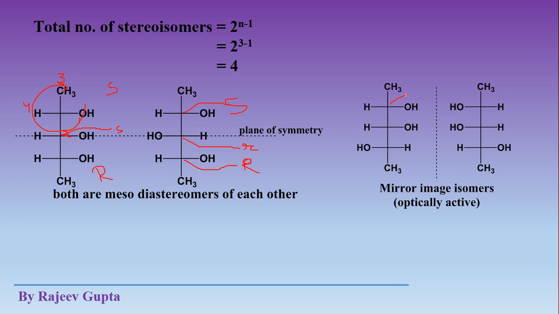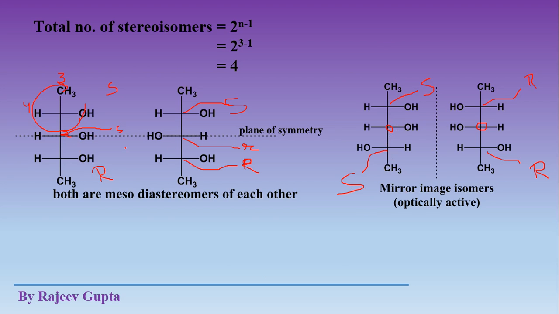Now what is the configuration of these sides? This is S and this is also S. Here it is R and it is R. Here it is now not a pseudochiral center, because both the configurations are the same. Both configurations in these two parts are the same. So this is not pseudochiral in these chiral molecules, or optically active molecules.